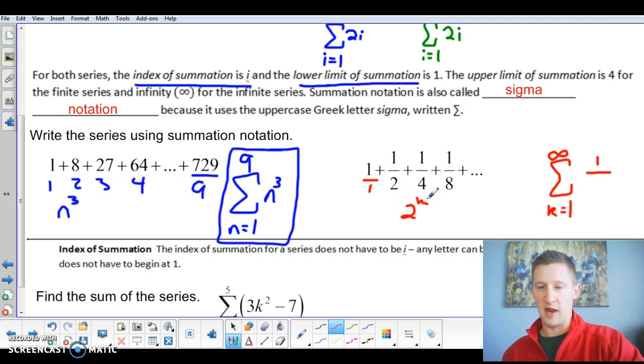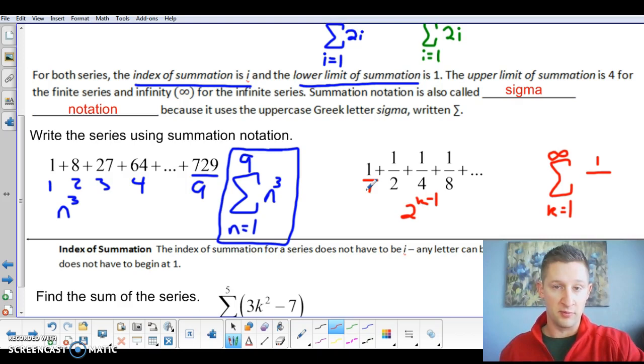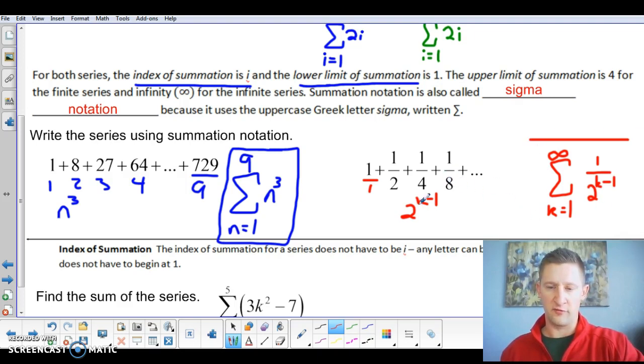So what I have to do is back up 1 in my exponent. What that means is when I plug in 1, 1 minus 1 is 0. 2 to the 0 equals 1. So that's going to work out. If I plug in 1 to find my first term, it gives me 1 for the denominator. So the denominator of this is going to be 2 raised to the k minus 1 power. There's my rule. And again, you can check that. If I want to find the fourth term, I plug in 4. 4 minus 1 is 3. 2 cubed is 8. That works out okay. So here would be summation notation with a rule for this infinite series.